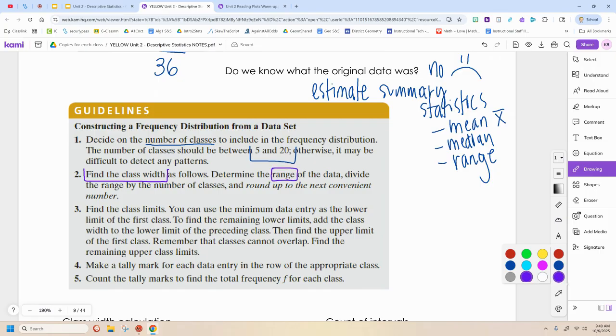And then you're going to divide by the number of classes. So range divided by number of classes, number of intervals. And then this is the most important thing. You round up to the next convenient number. So even if you get a whole number as your answer when you divide, you still round up. Otherwise, you can't fit all the data pieces in.